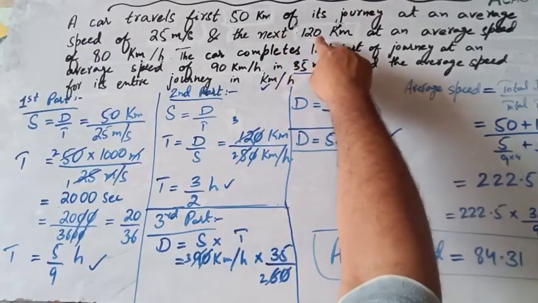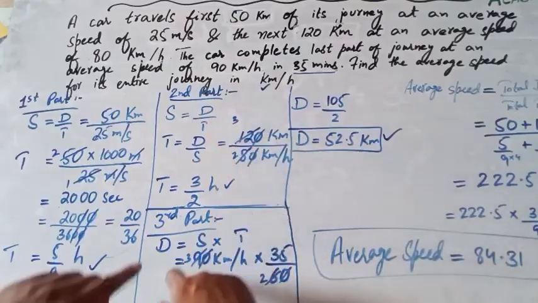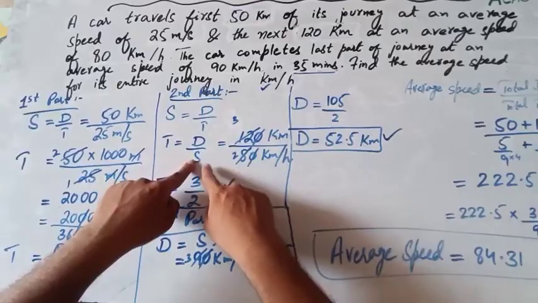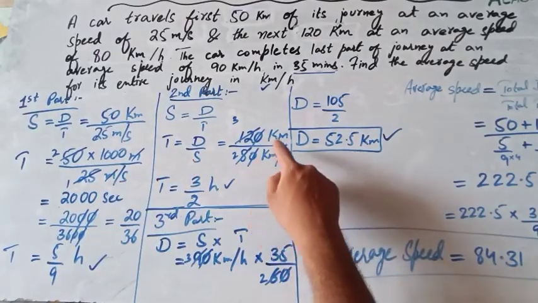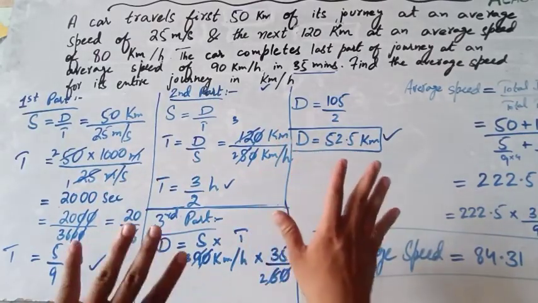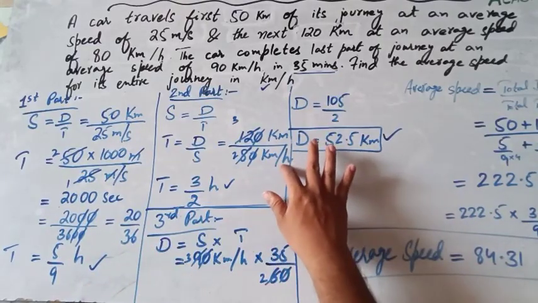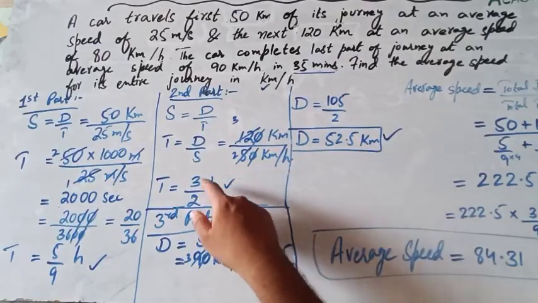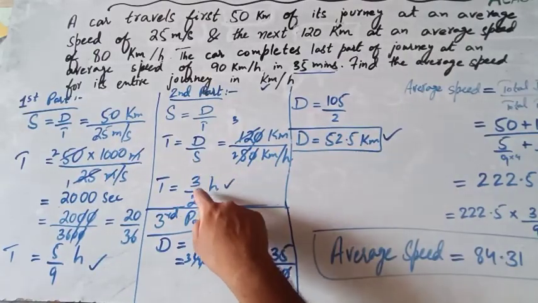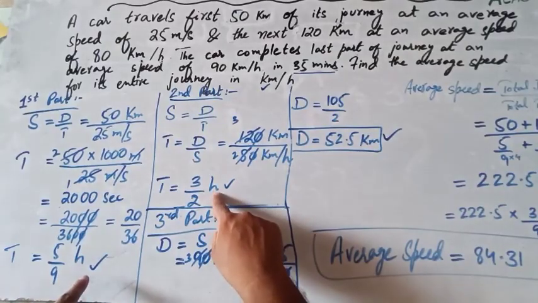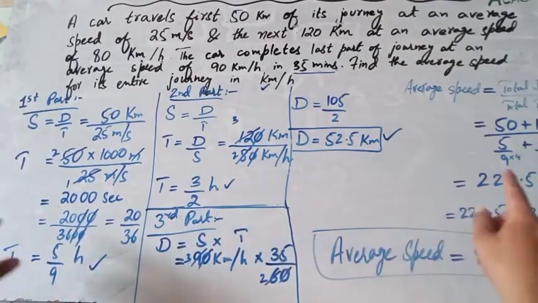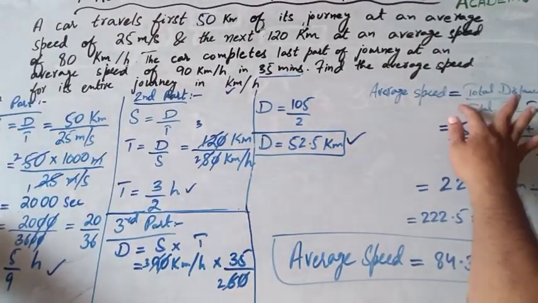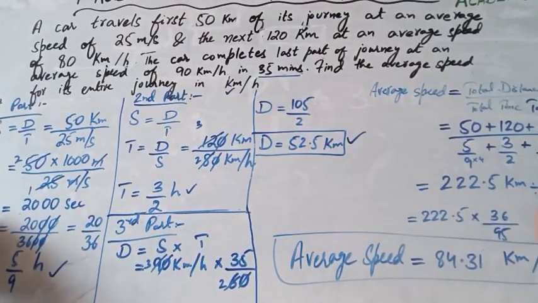The next part of the journey, 120 kilometer distance is covered at an average speed of 80 kilometers per hour. So kilometer and kilometer are the same, so there is no need to convert, and time is also in hours. So this is also a very good indication. There is no need of any conversion. Now we have simplified and we got the time, which is 3/2 hour. Now if you see, this unit is in hour, this unit is also in hour, so we have substituted 3/2 over here, in the denominator under total time taken.